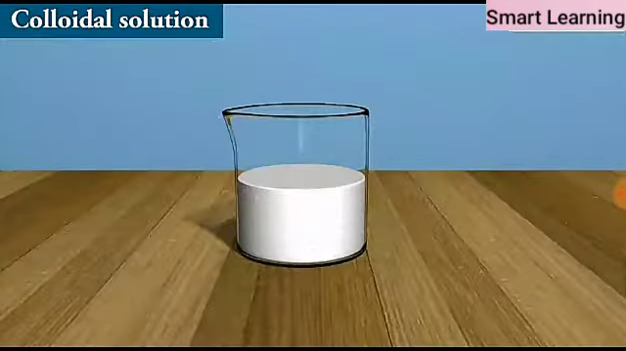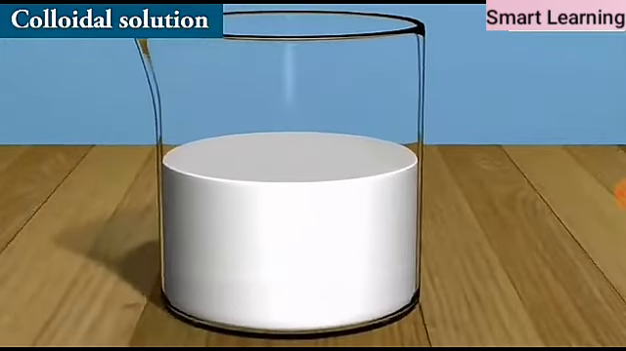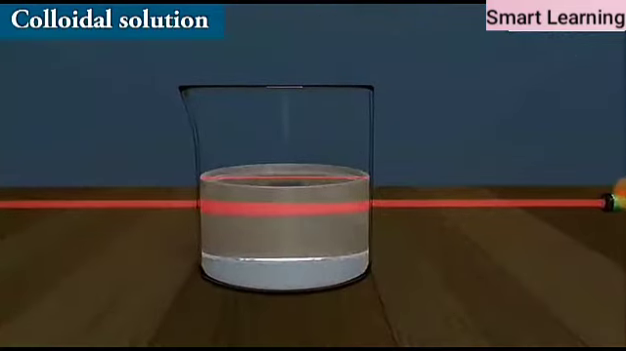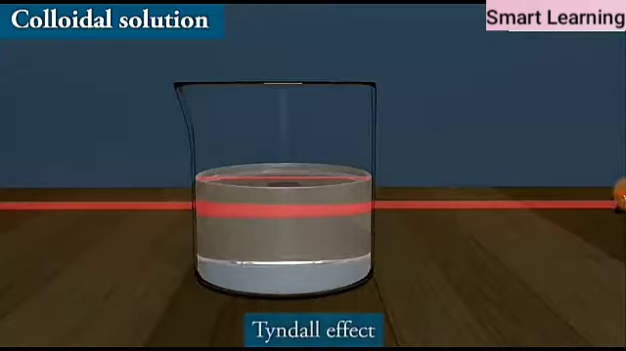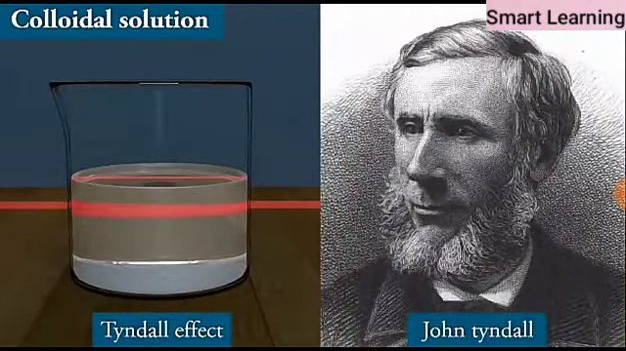Because of the small size of colloidal particles, we cannot see them with naked eyes. But these particles can easily scatter a beam of visible light as shown here. This scattering of a beam of light is called the Tyndall effect, after the name of the scientist who discovered this effect.